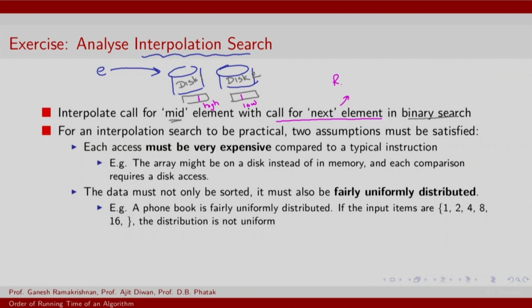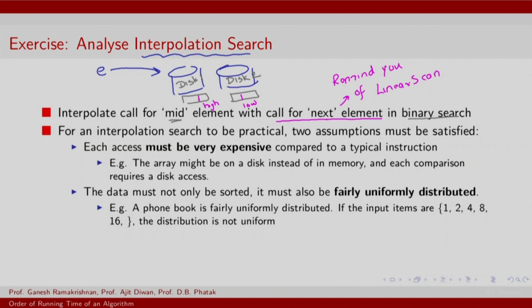This should remind you of linear scan. So what we are doing here is interpolating between linear scan search, which was order n, and binary search, which was order of log n. Now again, when is this practical?